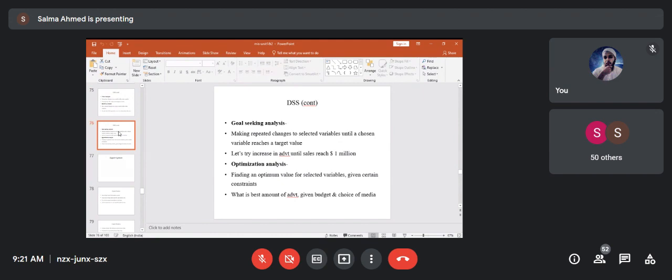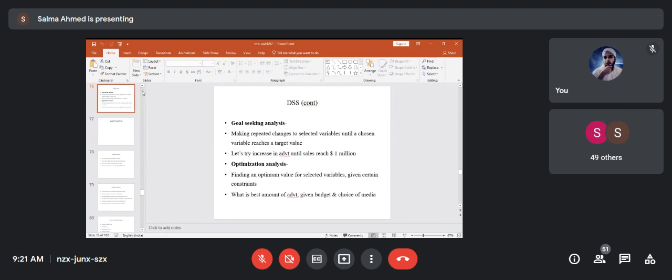And last is optimization analysis. It is finding an optimum value for selected variables given certain constraints. Like what would be the best amount of advertising given a certain limited budget and a limitation of choice of media. So we can put constraints on how much we can spend on advertising. We can put constraints on our choice of media, on which media we can advertise in. We cannot go beyond print media, say for instance. So there are four methods.